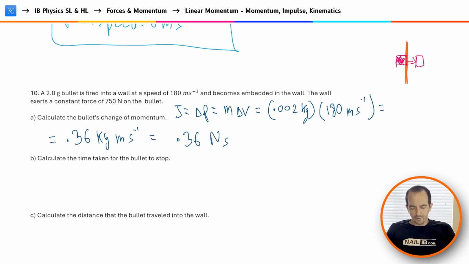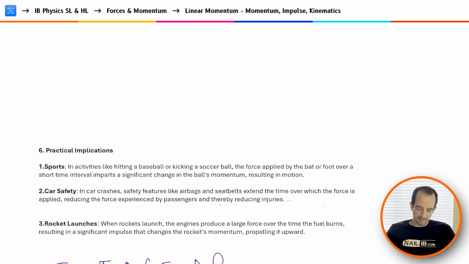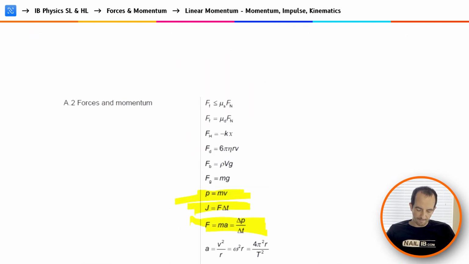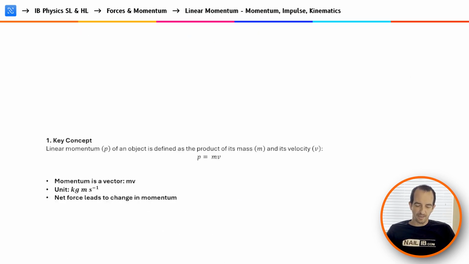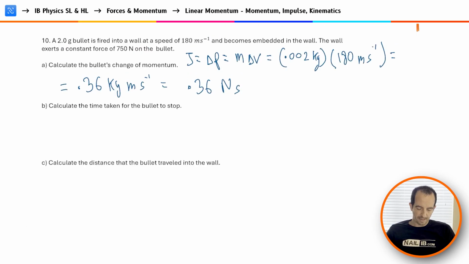The Newton seconds should become a useful unit now when trying to calculate the time, because we're asked to find the time taken for the bullet to stop, given that we have this change of momentum of 0.36 Newton seconds. We could solve this problem by seeing, in the formula guide, that force is equal to the change of momentum over the change in time. Let's scroll down and plug that in right here.